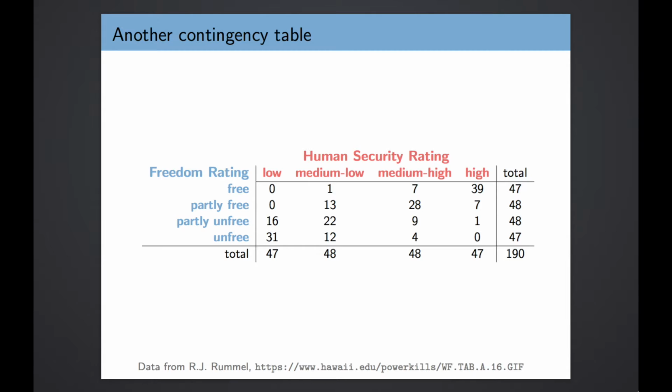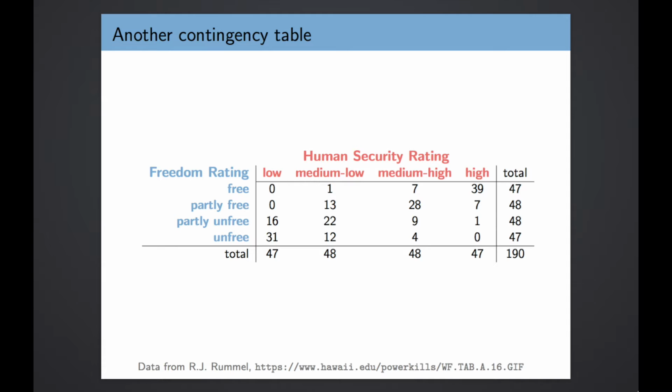So let's go through what we can learn from this contingency table. Let's look at the first row of the table, which represents the countries that are rated as free in this data set. There are 47 of the 190 countries that have this freedom rating. Of those 47 countries, 0 of them have low human security, 1 of them has medium-low human security, 7 of them have medium-high human security, and 39 of them have high human security. So we can see just from this row of data that it seems more likely for a free country to have high human security than low human security.